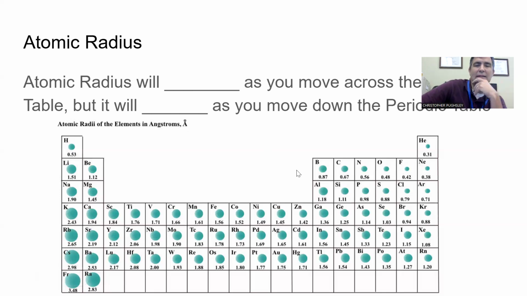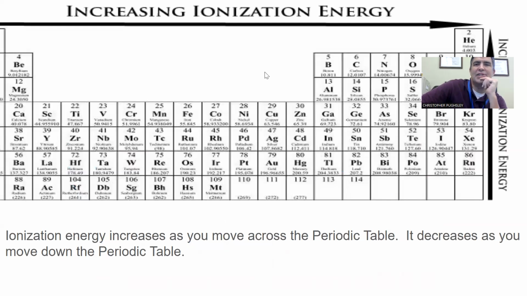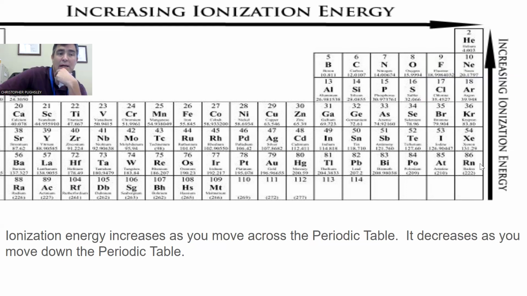And it's because of that here. Again, ionization energy. If you remember what ionization energy is from that first slide, yeah, it's the energy it takes to remove an electron, right? Ionization energy increases as we move across the periodic table, and it increases as we move up the periodic table. Or you could say it decreases as we move down the periodic table.